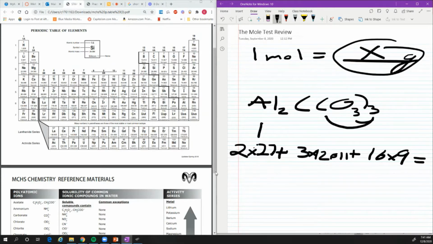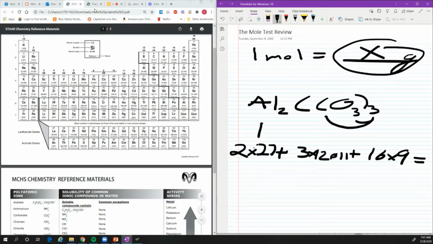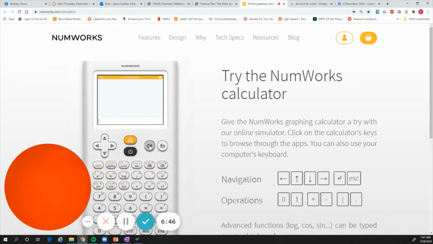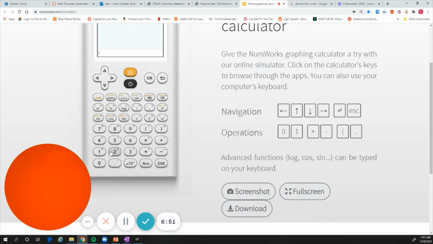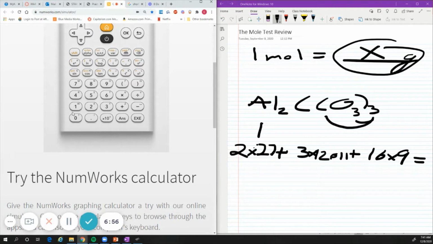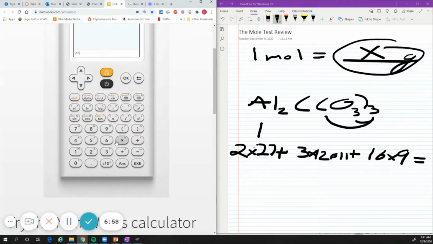So let's figure out what that is. All right, I'm going to use the calculator that you guys are supposed to be using, which is in Canvas. So hit OK. I'm going to go to the side. All right, 2 times 27 plus 3 times 12 plus 16 times 9.